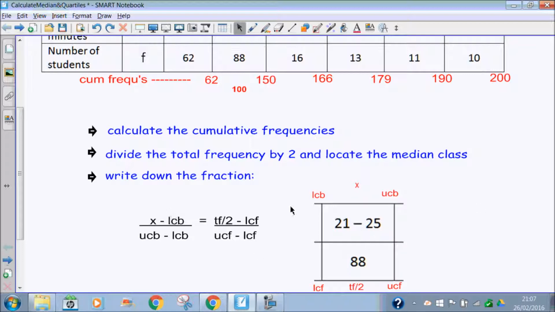where LCB is the lower class boundary, UCB is the upper class boundary, LCF is the lower cumulative frequency for that class, and UCF is the upper cumulative frequency for the class, and TF over 2 is the total frequency divided by 2, which in this case was 100.